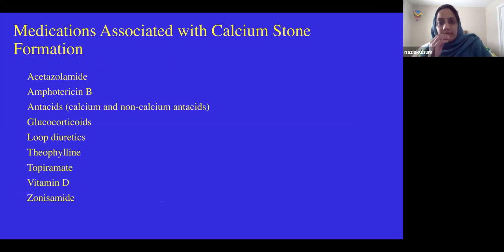Next are the other medications that form calcium stones: acetazolamide, amphotericin, antacids. Again, acetazolamide makes your urine slightly acidic. You have more calcium in the urine. Antacids, calcium or non-calcium based, again cause calcium stones in a similar way. Loop diuretics, we also already talked about. Topiramate, Topamax, same thing. It alters the urinary pH and increases the calcium loss. It almost causes like an RTA, renal tubular acidosis, causing kidney stones.